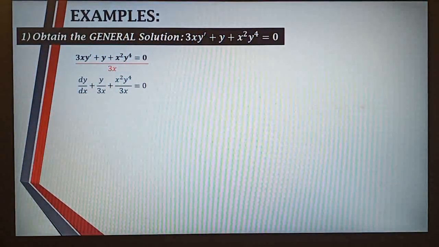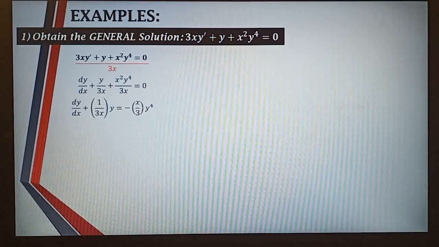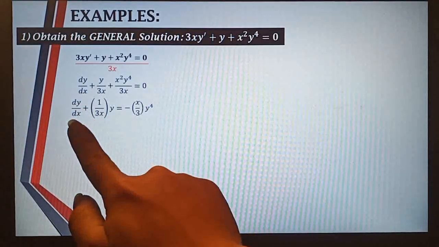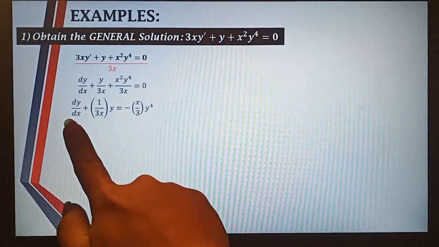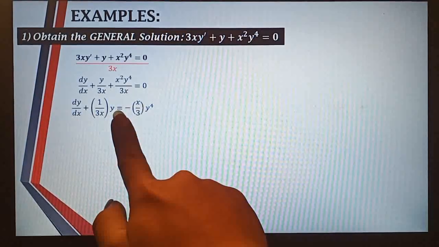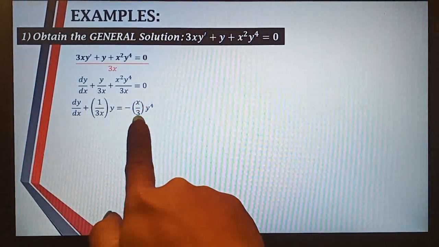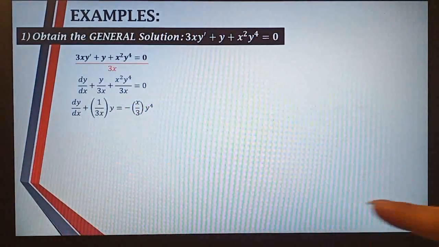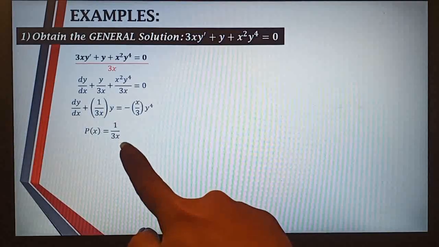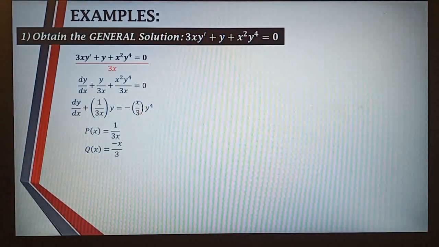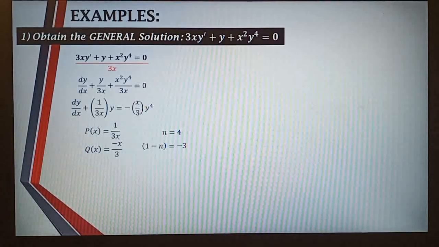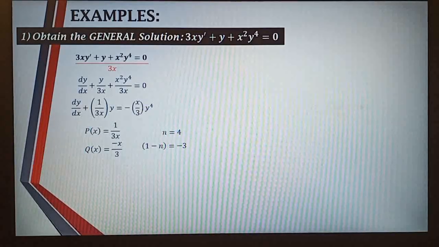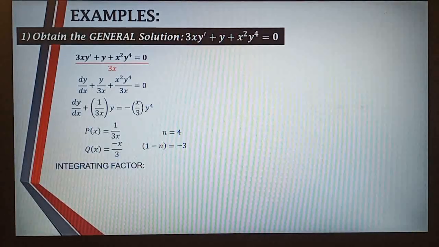So pag sinimplify natin in the standard form of the Bernoulli's equation, you will now have dy over dx, then the 1 over 3x multiplied to your multiplier y, since naka dy over dx tayo, equated to negative x over 3, then the y raised to n. So in this case, our p of x is 1 over 3x, then our q of x is negative x over 3, then the value of our n is 4, then you need to get the 1 minus n, which is negative 3. So we are going to compute for the integrating factor.